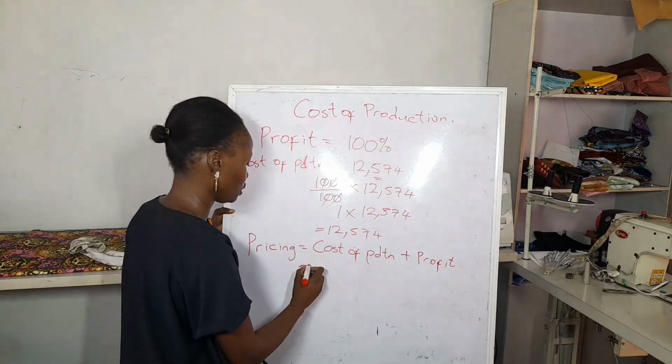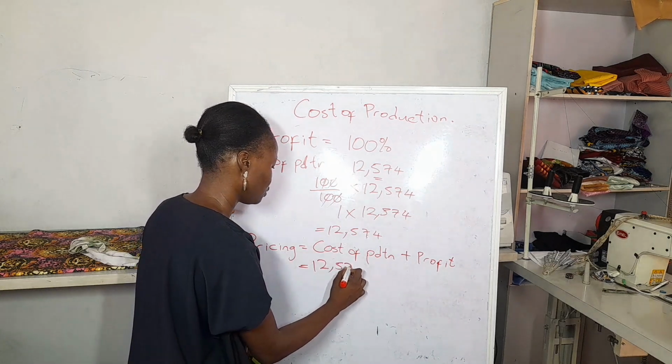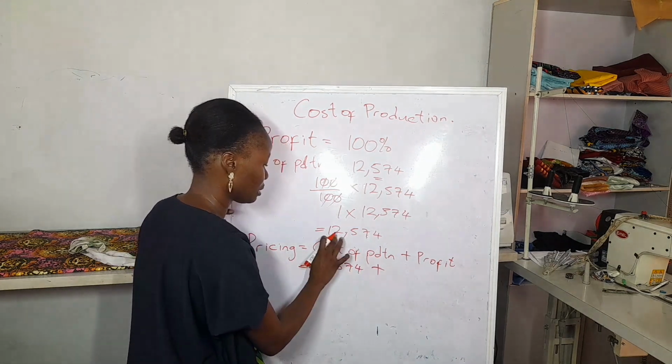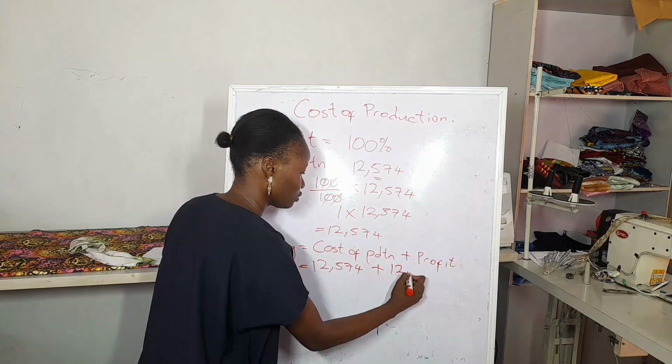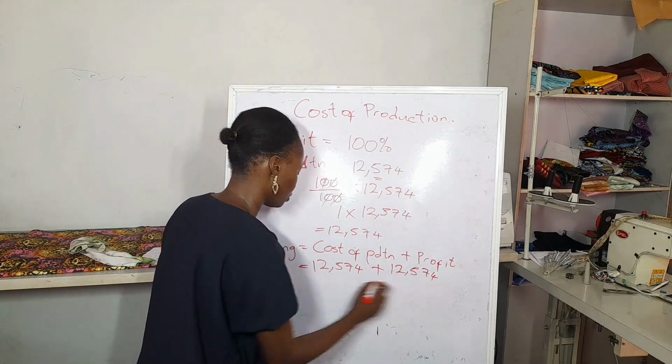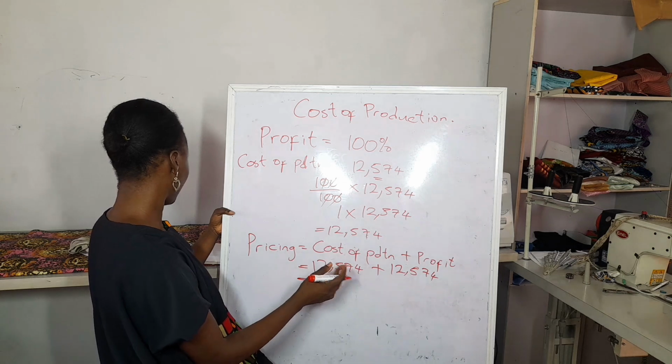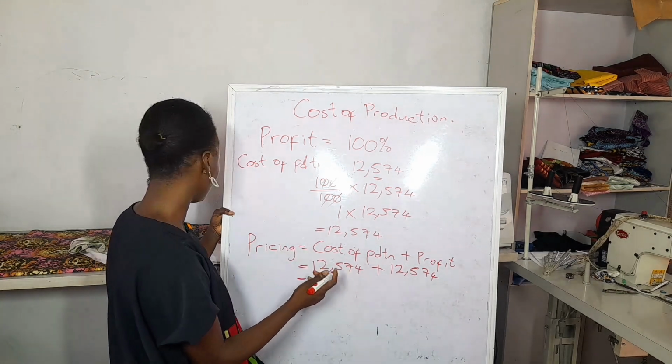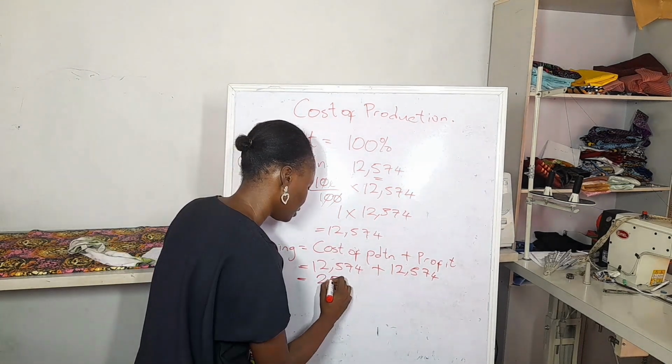So which is what? 12,574 plus, this is my profit, 12,574. And that will give me what? 25,148.